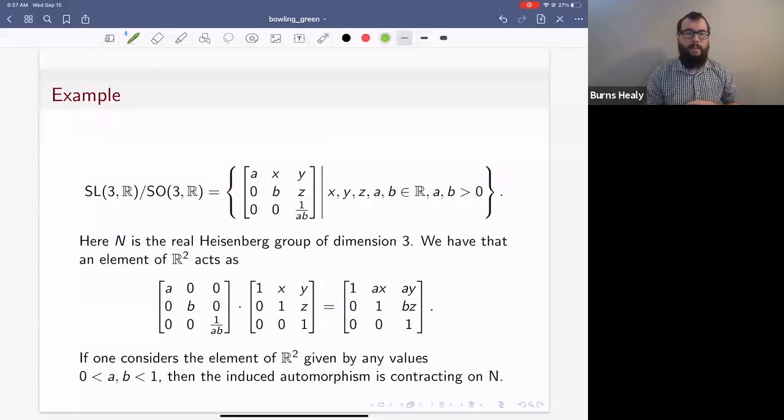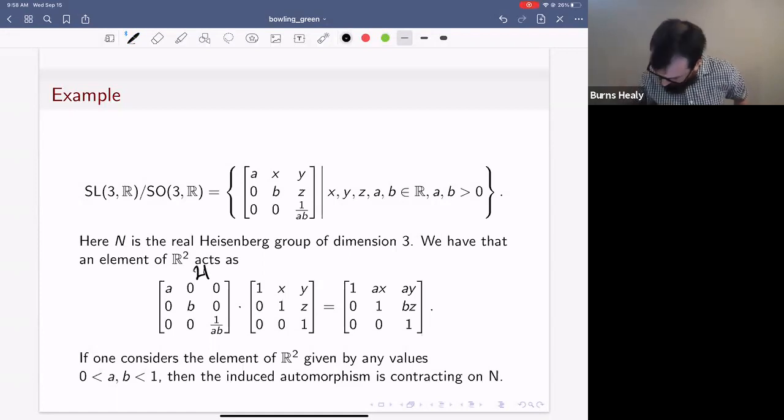SL3R mod SO3R is a symmetric space. It is not negatively curved. It is non-positively curved. It does admit a Kähler metric. It's a contractible symmetric space. And so let me just show you how to think of it as a contracting group. Okay, well, you say that you've got this Heisenberg factor here.